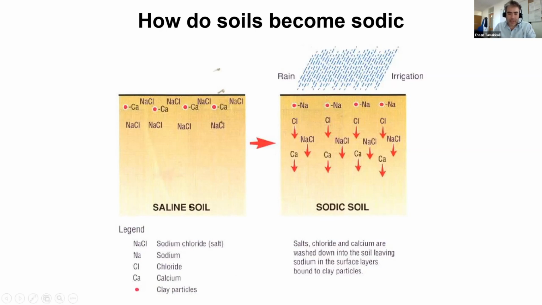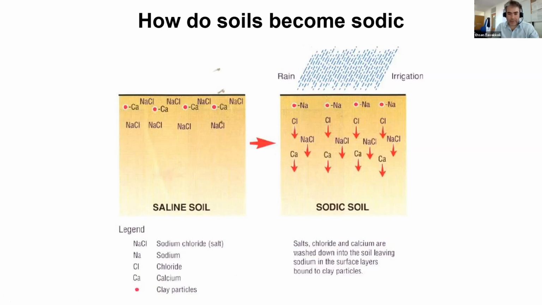So basically, if you look at the left-hand side in this image, I've written saline soil. A soil is saline when you have soluble salt in the soil solution. Okay, so sodium chloride or different forms of salt. It doesn't need to be sodium or chloride all the time. It can be calcium, magnesium, and different carbonates in the soil. When you have them in soluble form in the soil solution, the soil becomes saline.